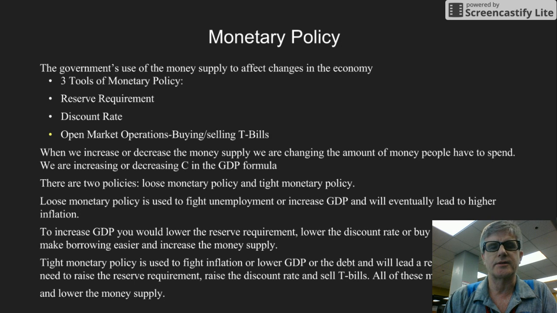Tight monetary policy is used to fight inflation or lower GDP or lower the debt and will lead to a recession eventually. One would need to raise the reserve requirement, raise the discount rate, and sell T-bills. All of these make borrowing harder and lower the money supply.